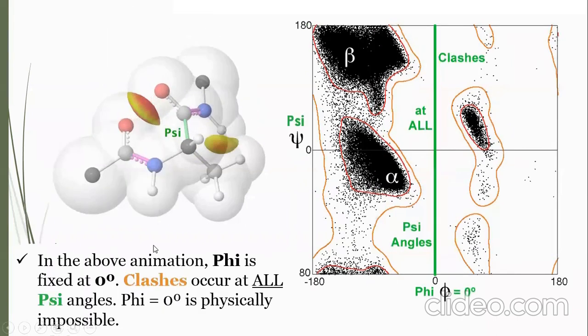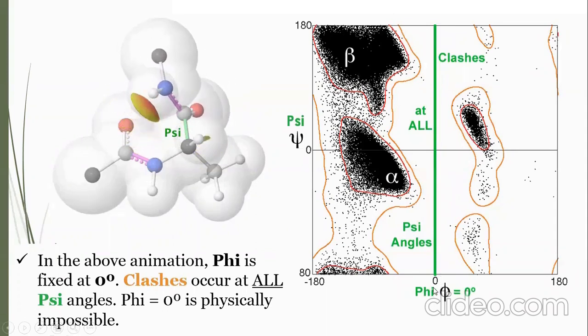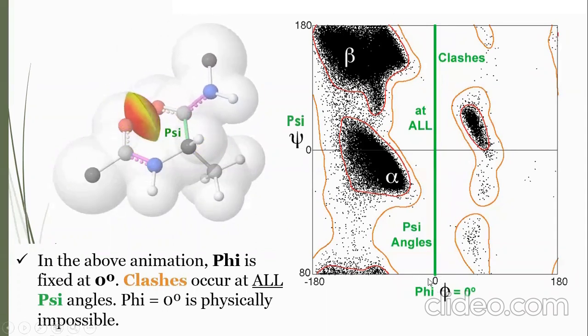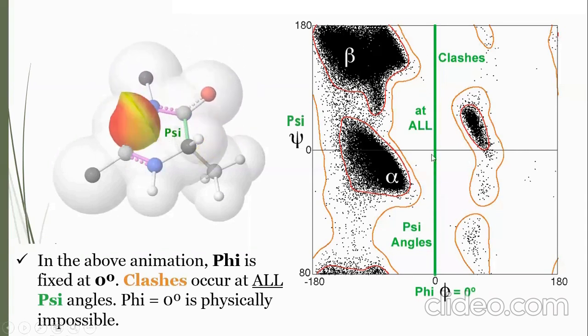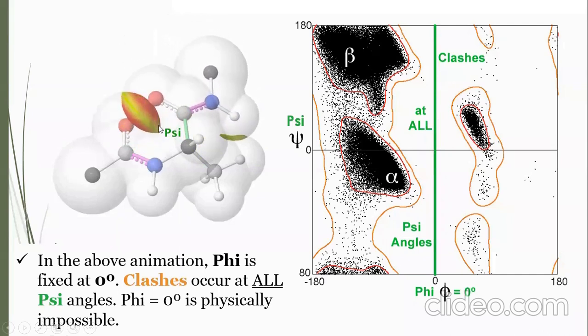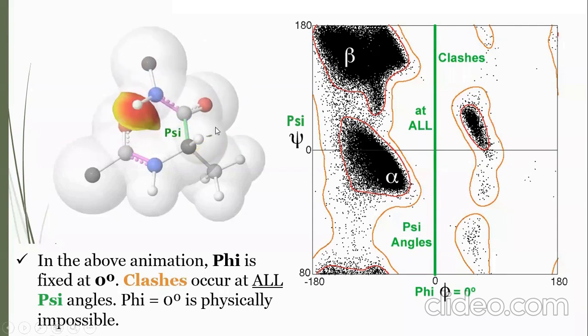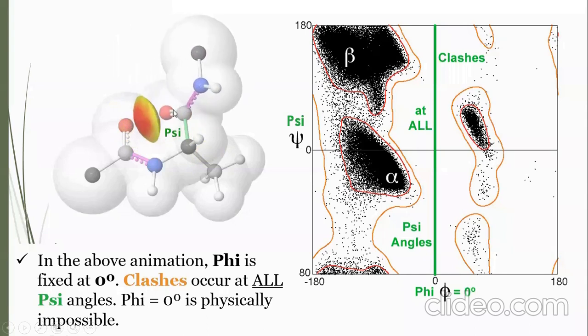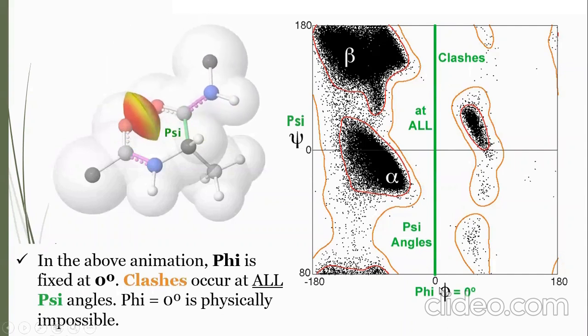And next to it is, if phi is fixed at 0, clashes at all psi angles will occur. So clashes here, clashes at all psi angles will be there. You can see the clash starts from here, and where it ends, the clash starts from there. So at all angles of psi, there will be clashes if phi is kept 0.